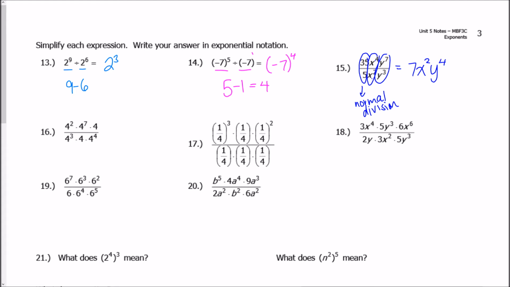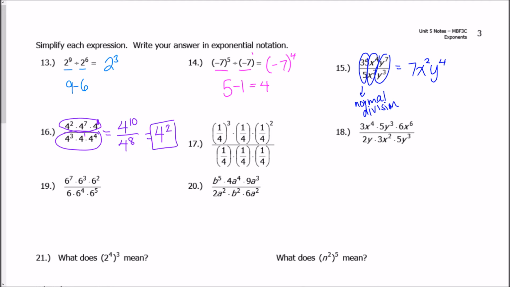Okay, so now for number 16, it's a little bit more difficult. So what we're going to do for number 16 is we're going to do the numerator first. And since it's multiplication, we're going to add all of our exponents. So 2 plus 7 plus 1 is 10. So you get 4 to the power of 10. And in our denominator, 3 plus 1 plus 4 is 8. So you get 4 to the power of 8. So I did my denominator all together. Now I can divide these two. And when I divide, I subtract my exponents. So it's 4 to the power of 2.